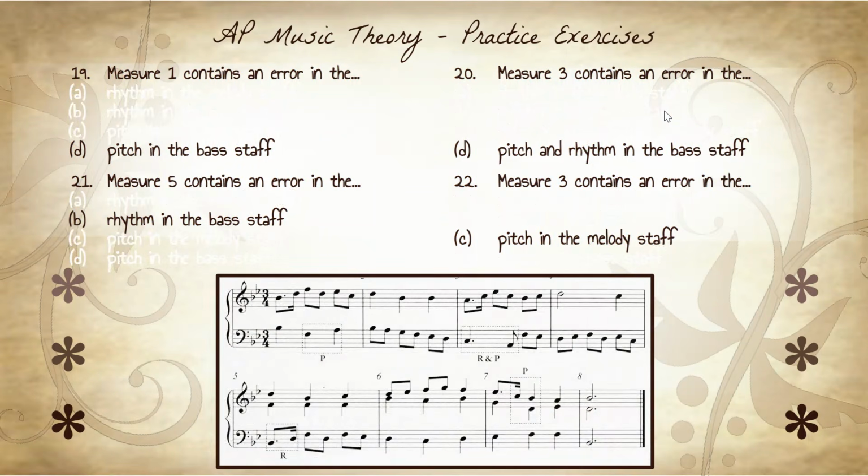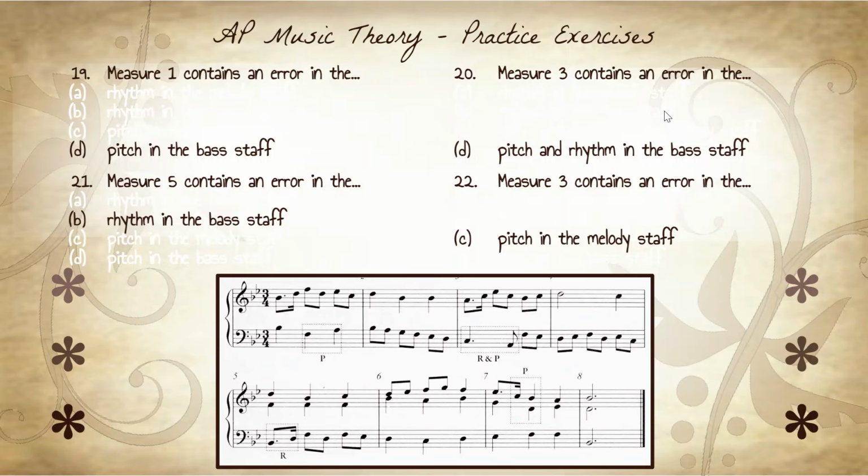And here are the answers. Question 19. The correct answer is D. The error is in the pitch in the bass staff. What is played is do, si, ti, written as do, ti, re. Also, you can see here the answers that are correct on the page, or what was played.